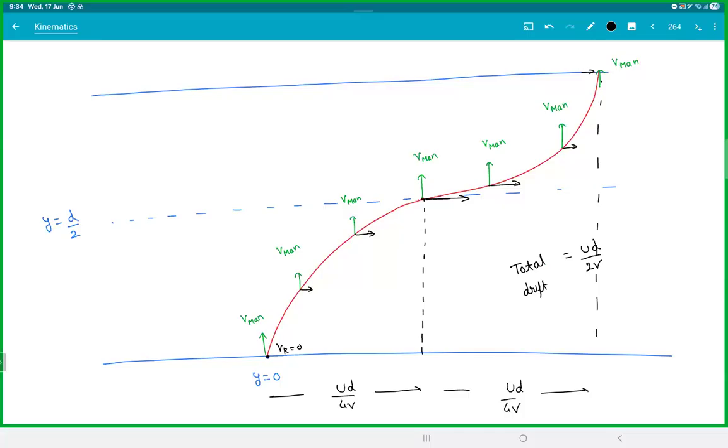Is this clear, everyone? How is this guy going? He's not going in a straight line. He's actually going in a curve. Clear with this?